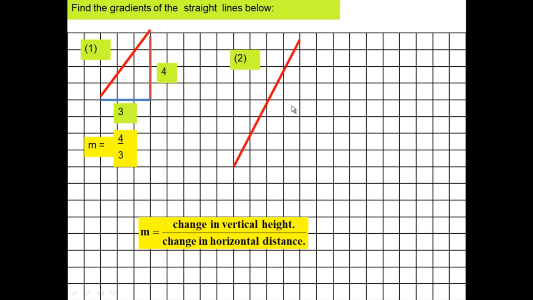The second example. For the vertical height is 1, 2, 3, 4, 5, 6, 7 and then the horizontal distance is 1, 2, 3, 4. So the gradient is 7 over 4.